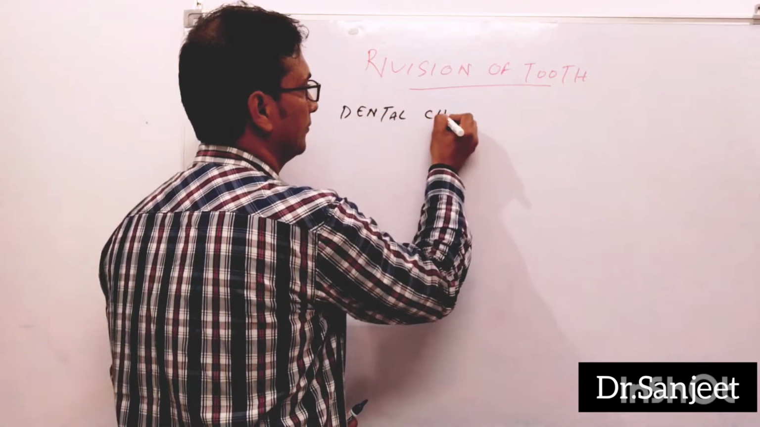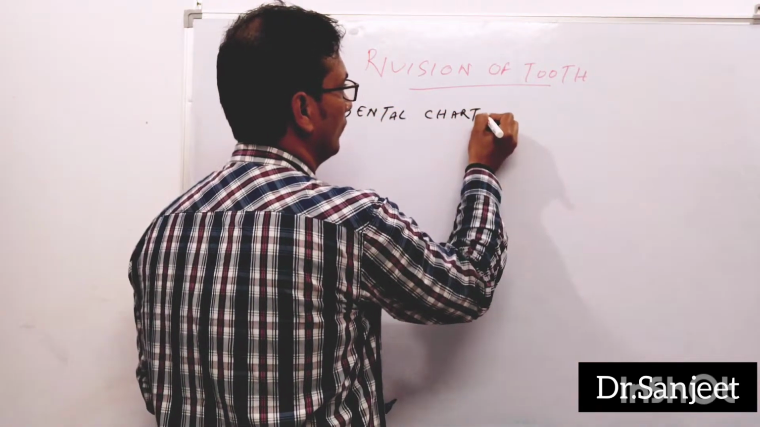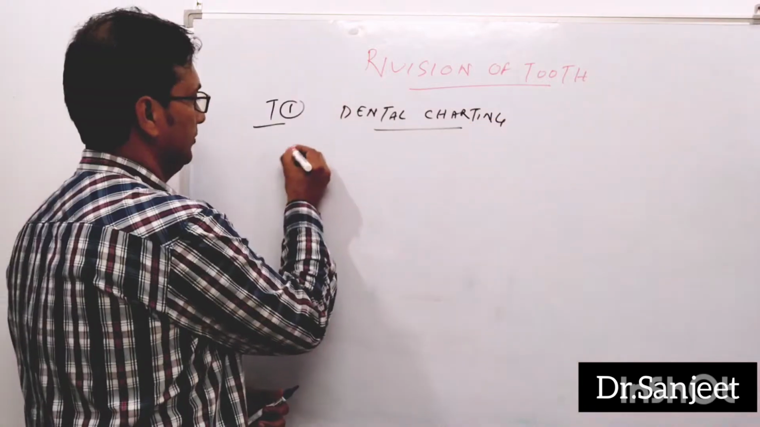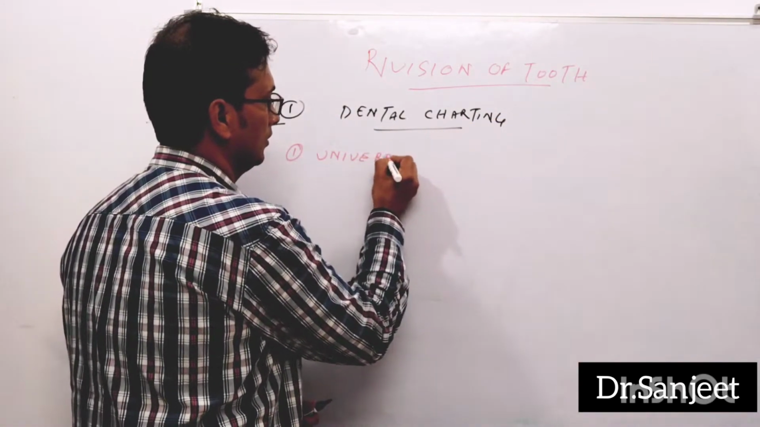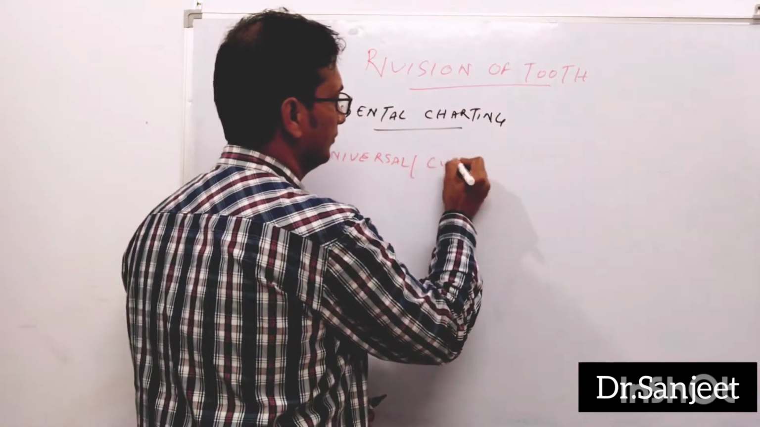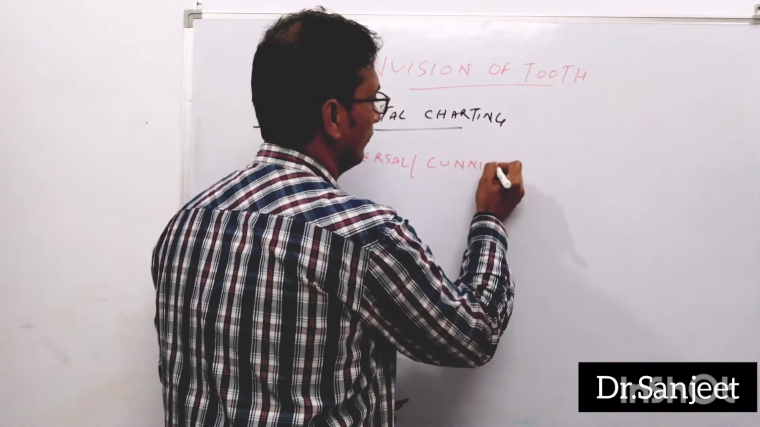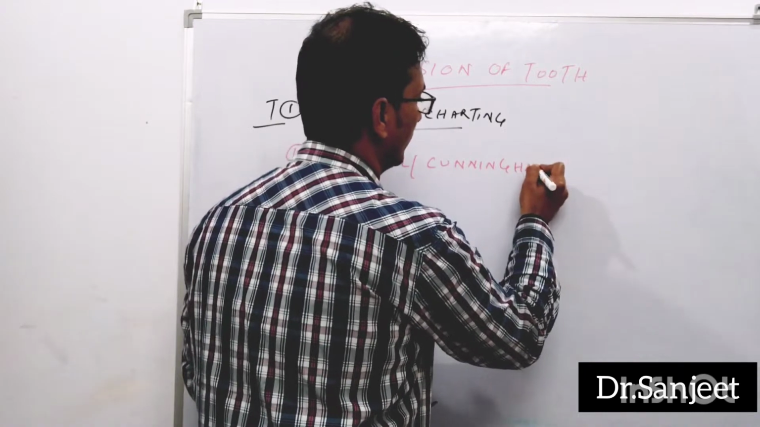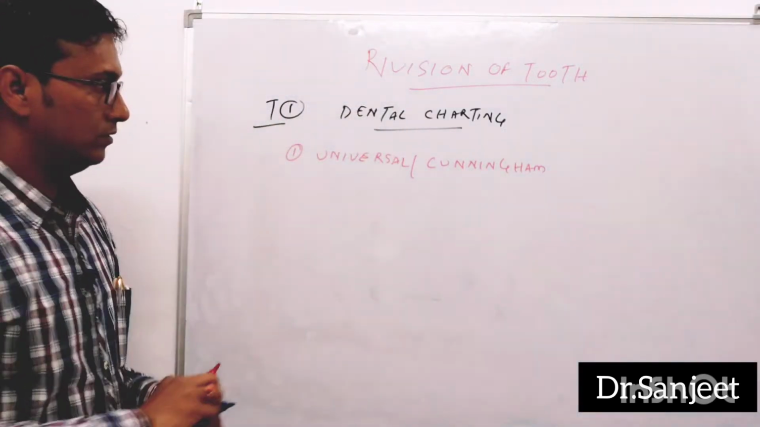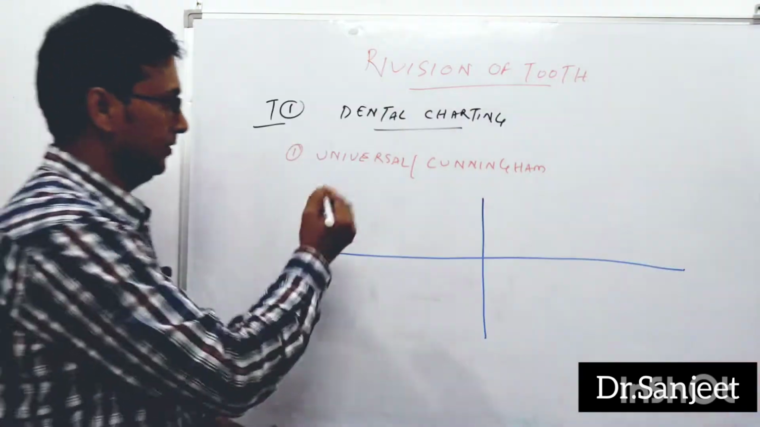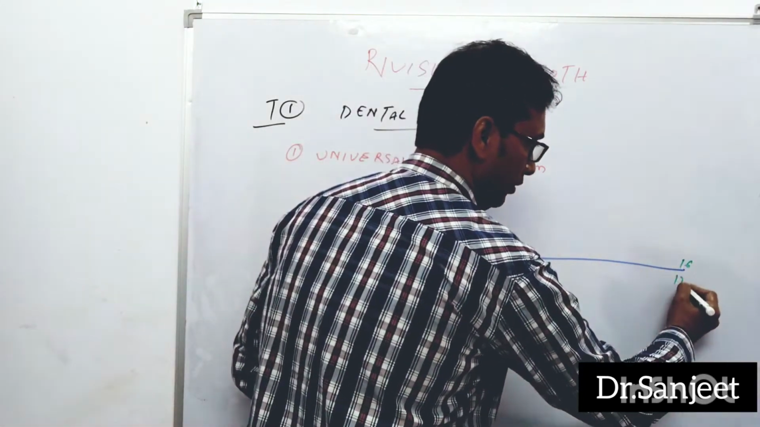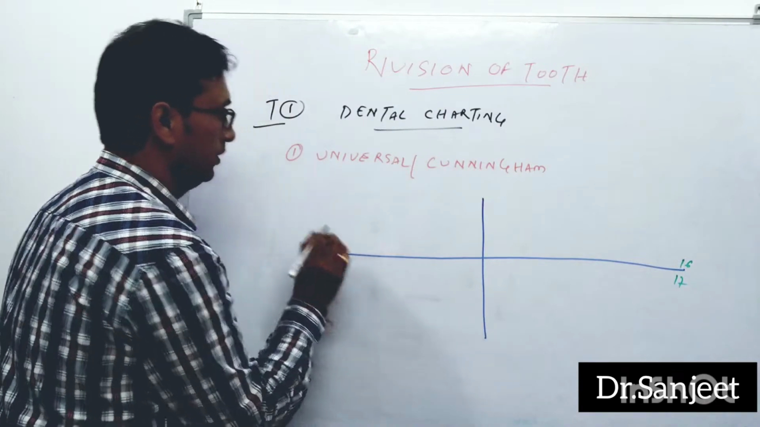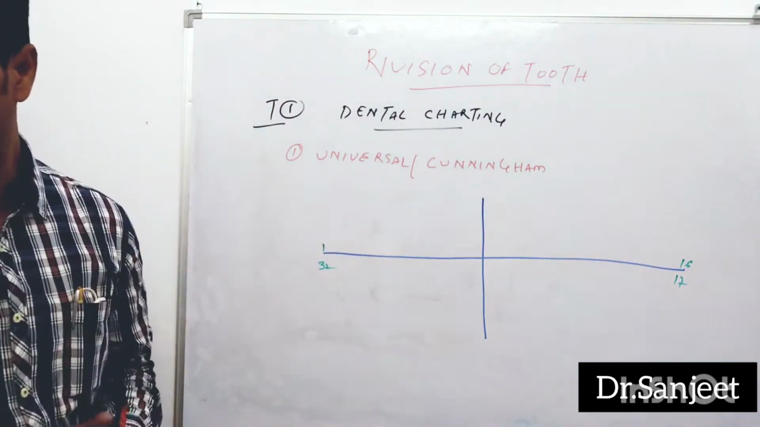Dental charting. First method, universal or Cunningham method. In this method we will start from here, 1 to 16 and 17 to 32. This is the universal method or Cunningham method.